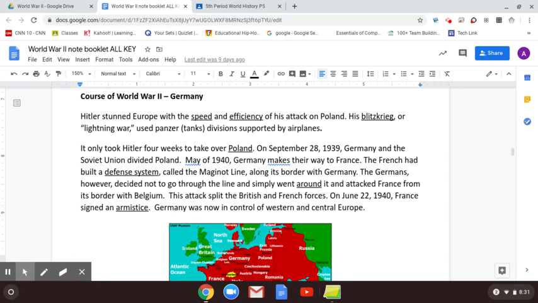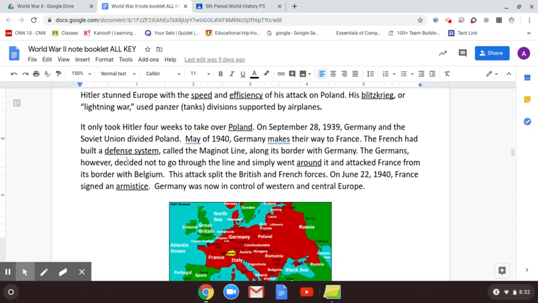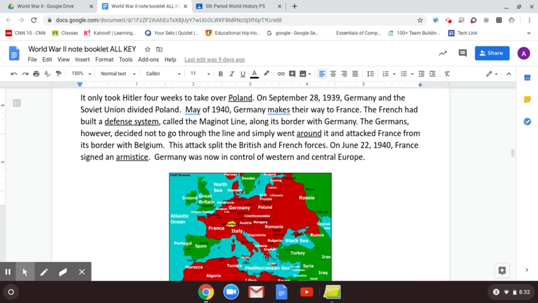So his Blitzkrieg, or lightning war, used panzer divisions supported by airplanes. Hitler used this Blitzkrieg, which was this very fast style of attacking in war, in which these pretty new technology tanks would go in very fast, be supported by airplanes, and people who were being attacked couldn't react fast enough to do anything about it. So it only took Hitler 4 weeks to take over all of Poland.